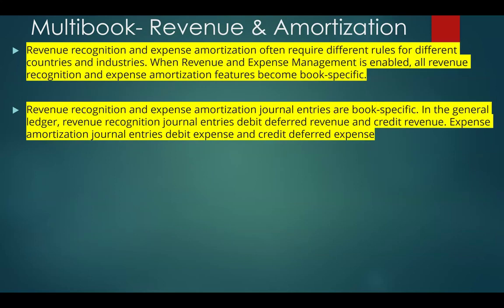Multi-book for revenue recognition and amortization. Based on the industry and country, revenue recognition may need to be calculated based on their financial principles and their country's requirements. So multi-book provides you a clean feature where you can define different mappings for revenue recognition as well as amortization schedules. It will calculate revenue and amortize the expense book specifically.